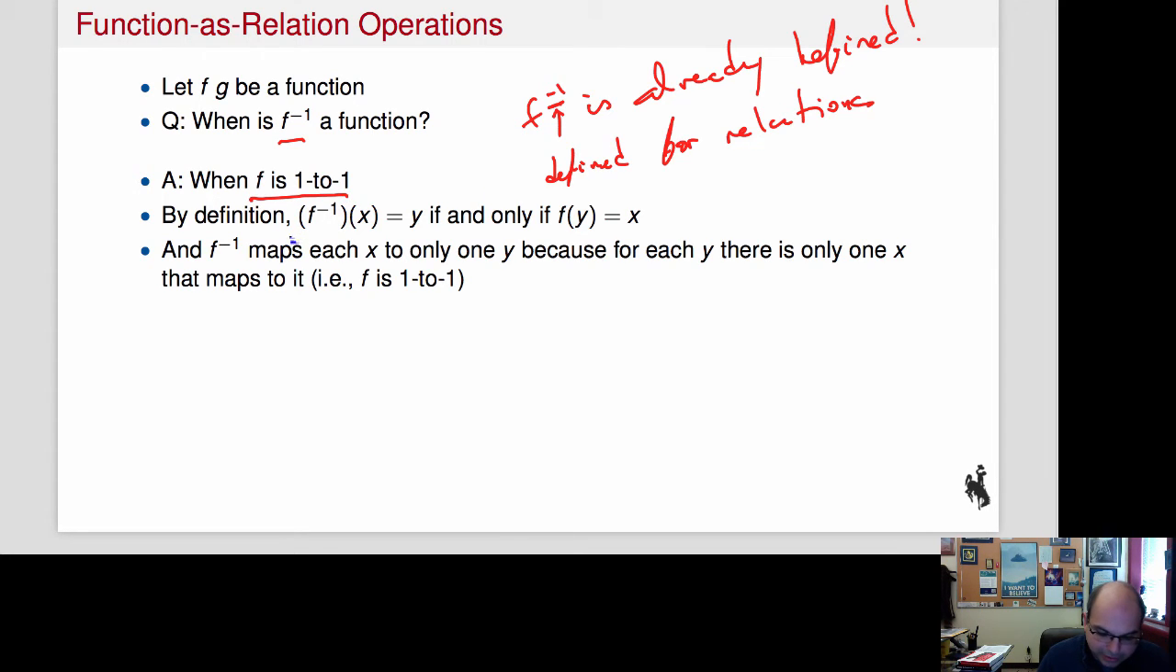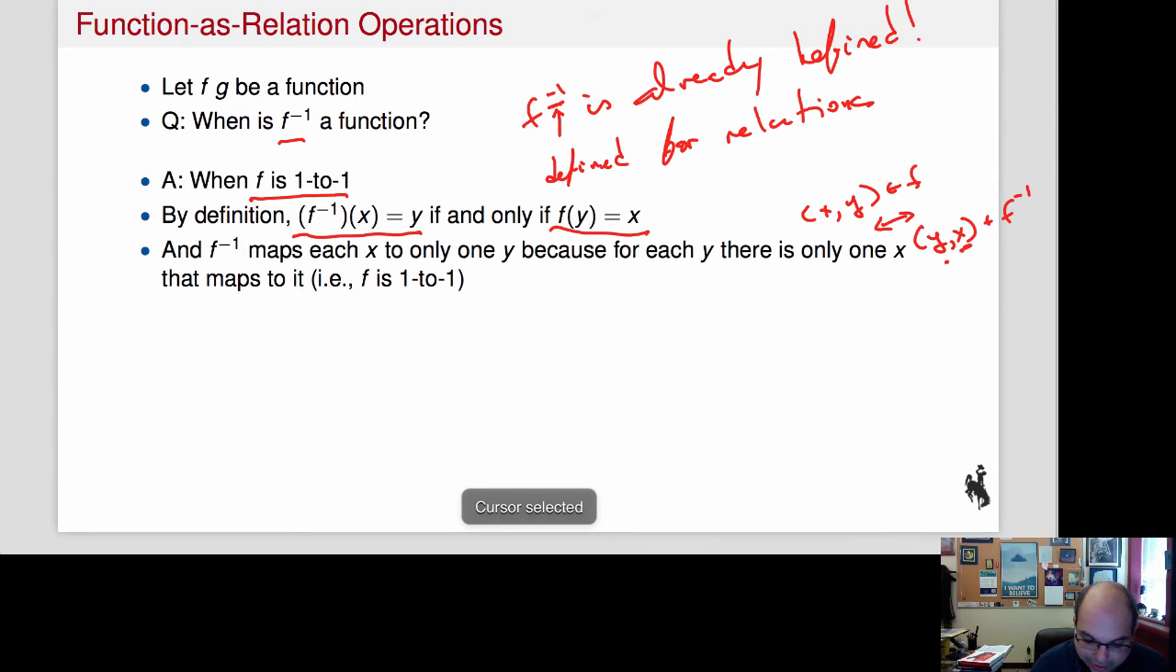Let's say that I know that f inverse of x is equal to y. That means that f of y is equal to x. Why? Because (x, y) belongs to f, which means that (y, x) belongs to f inverse, right? That's what we do when we do inverse of relations. So why do I know that there's only one x associated with each y? Because it's 1 to 1. That's what it means to be 1 to 1. So actually 1 to 1 functions are the only ones that you can invert.